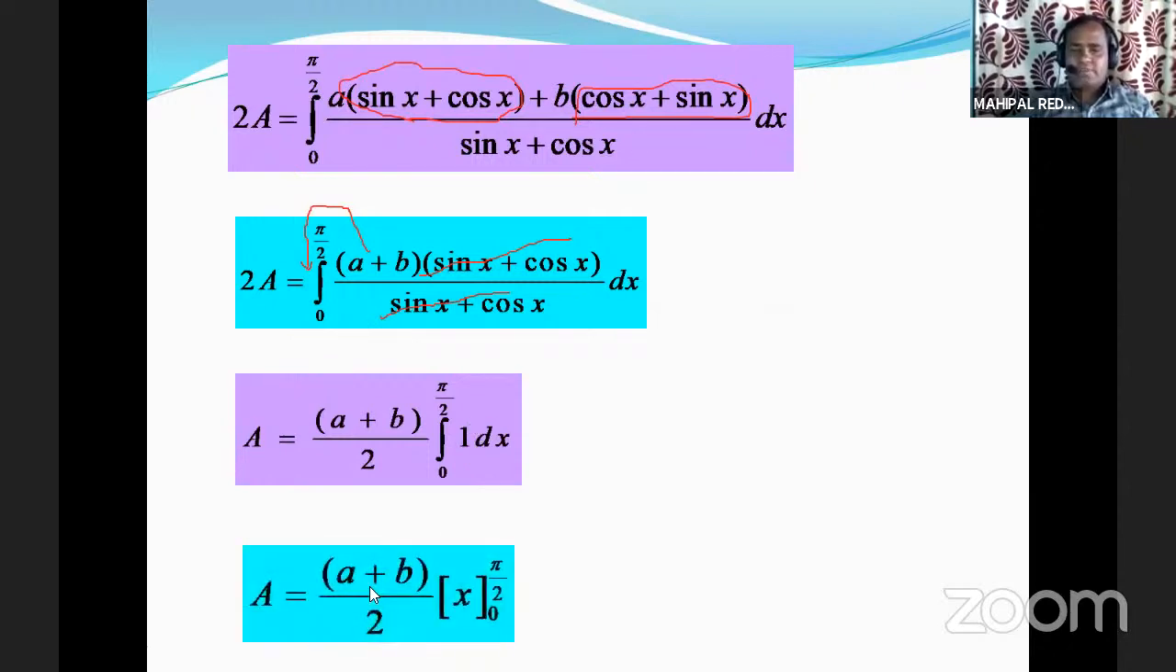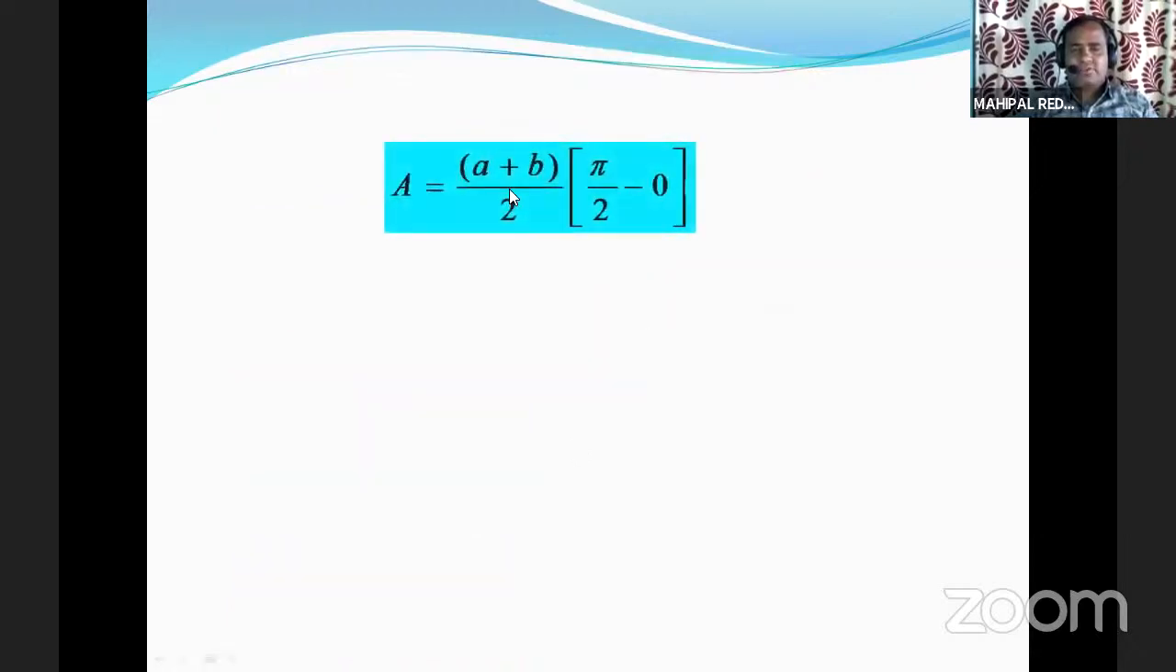So a equals (a plus b) by 2. Integration of 1 with respect to the x variable is x. Lower limit is 0, upper limit is pi by 2. Now substitute the upper limit minus the lower limit. I'm going to substitute the upper limit as well as the lower limit. What is the next step? So a equals (a plus b) by 2 into upper limit pi by 2 minus lower limit 0. Pi by 2 minus 0 is pi by 2.